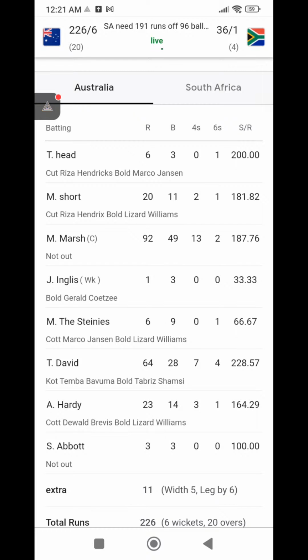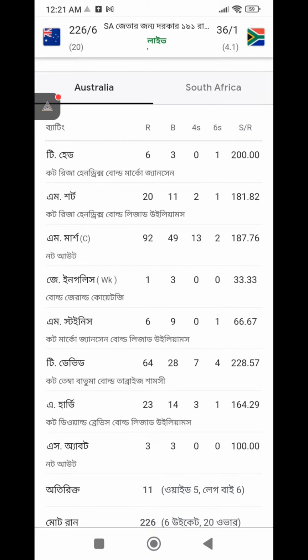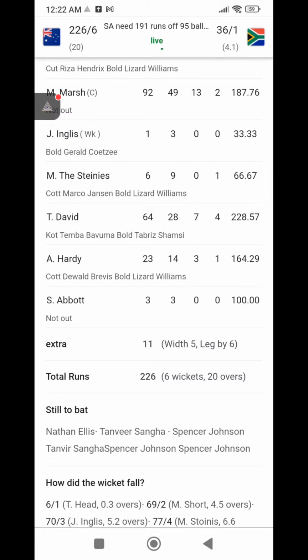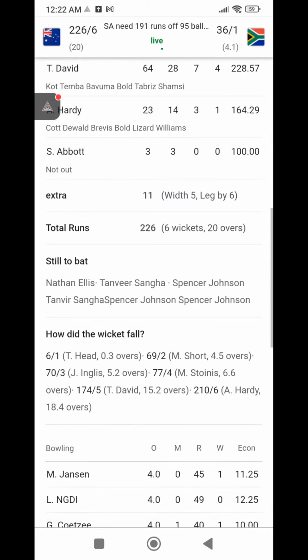A. Hardy 23 of 14, 3 boundary, 1 over boundary. 164.29 is the strike rate. And S. Abbott 3 of 3, 100 is the strike rate. Extras 11. Total runs 226 for the loss of 6 wickets in 20 overs.